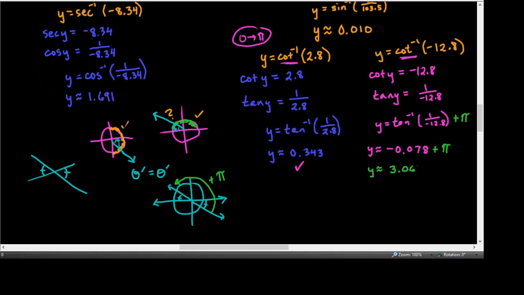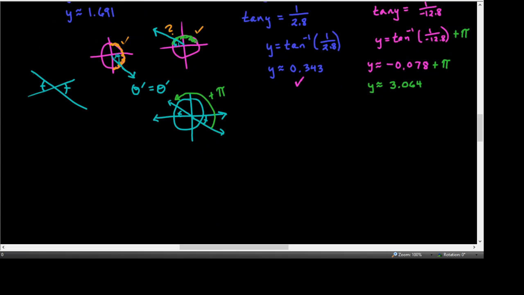3.064. And that is a number that's between 0 and pi, because pi is 3.1415, whatever, right? Okay, so that's the weird one, cotangent inverse of a negative. If you're doing this in the calculator, you have to put it in your calculator and then add pi to get the correct answer. Okay.